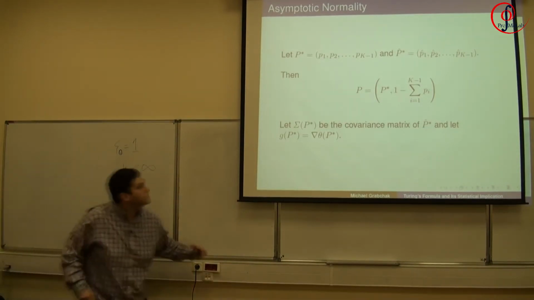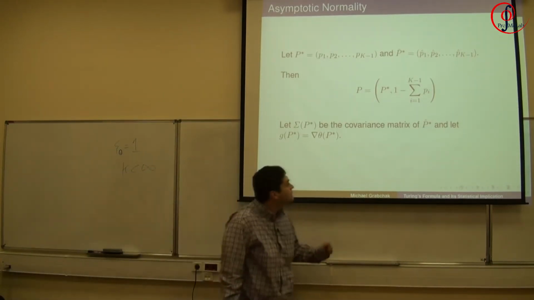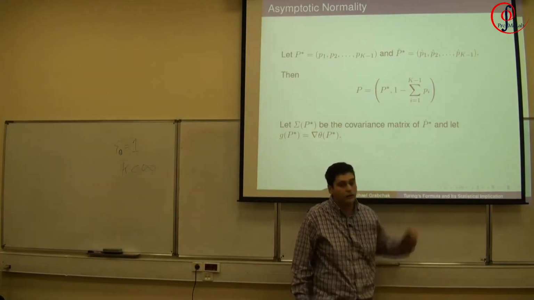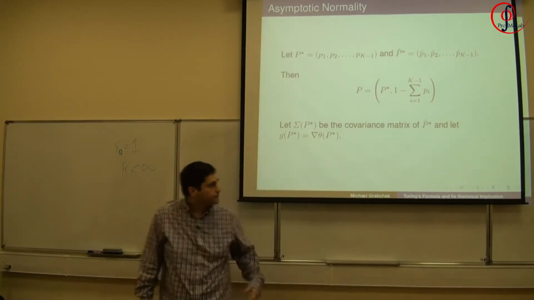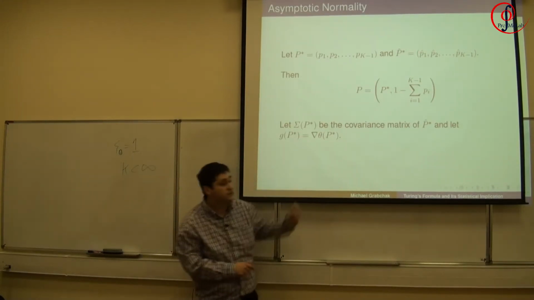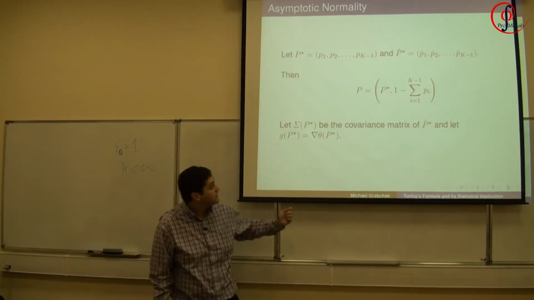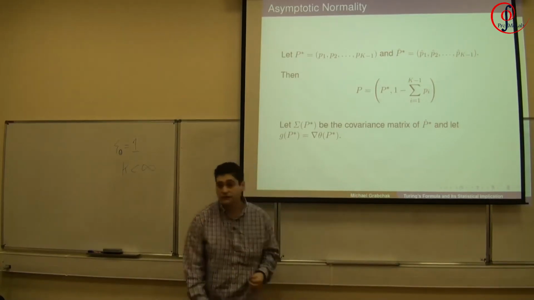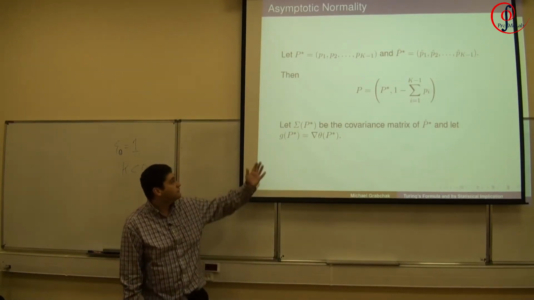Let sigma of P star be the covariance matrix of P hat star. Now, of course, it's the covariance matrix of P hat star, but the reason I put P star here is that the covariance matrix of P hat star is a function of just P star.